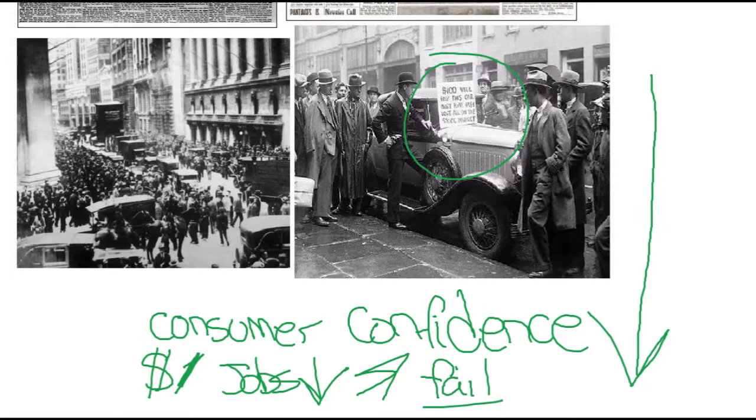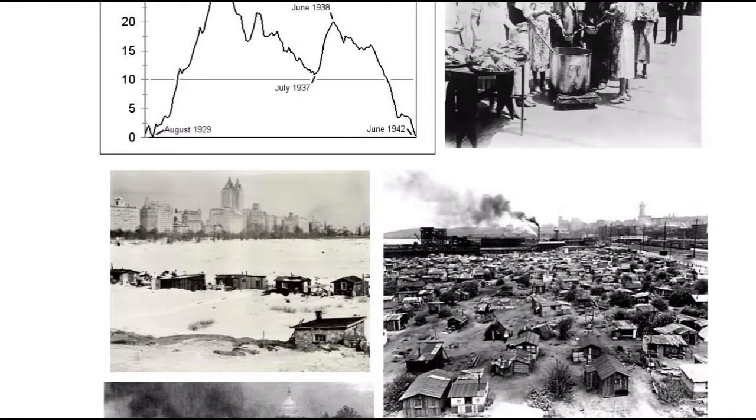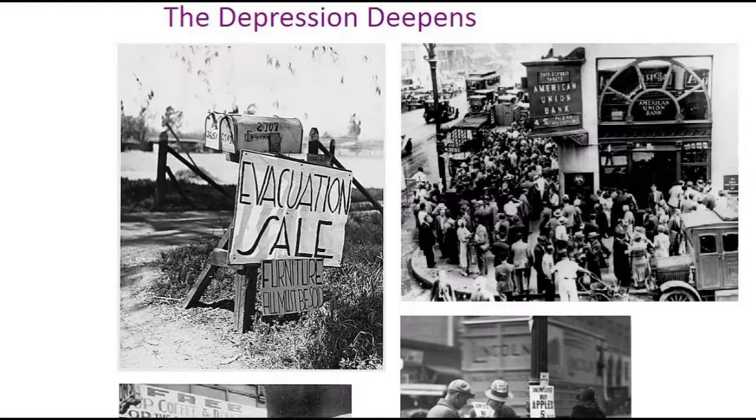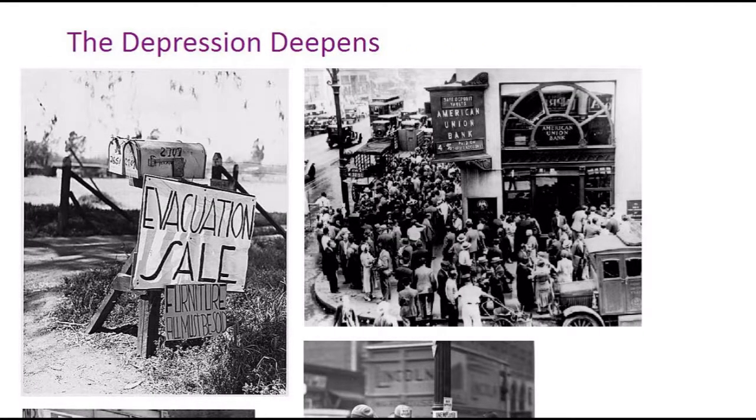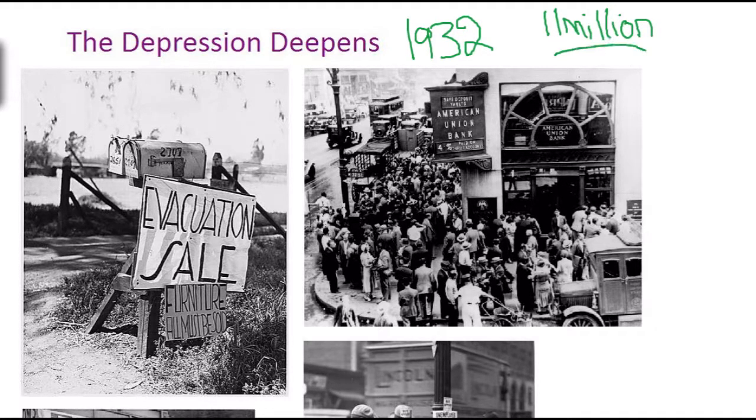Certainly by the early 1930s, by 1931 and 32, the American economy is just in horrible, horrible shape. And as a result, the depression deepens and gets worse and worse until by about 1932, America really hits rock bottom. To give you a sense of the numbers: 11 million unemployed. 11 million people without work. And that equates to about a 25% unemployment rate. Huge unemployment rate.